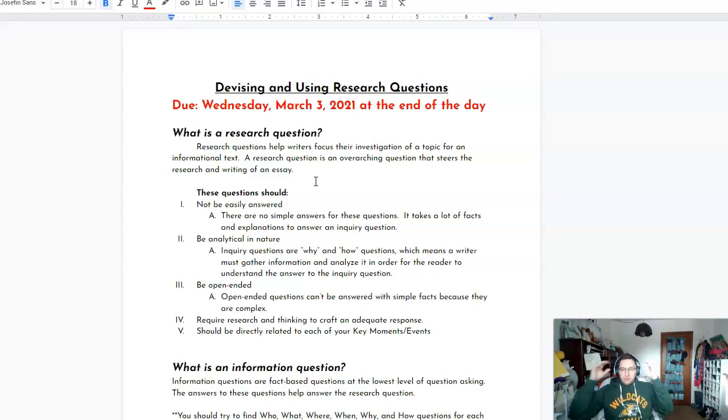So when you think of a research question, it's helping you frame, all right, what am I saying here? Like, you're not just retelling what happened in your key moment, right? And the question is, if you ask yourself, okay, what is guiding me here?